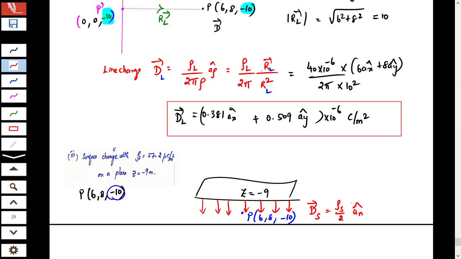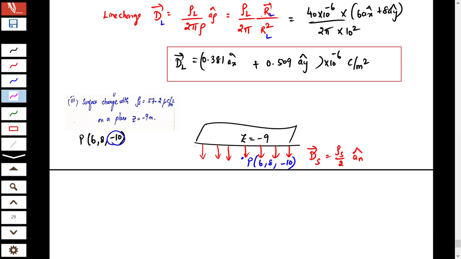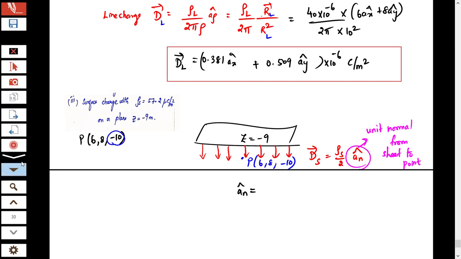Now this an cap should be determined. An cap is the unit normal from the sheet to the point. So from the sheet to the point, what is the direction it is going? From the sheet to the point, the direction is downward in the z direction. So we should write an cap as minus az cap.